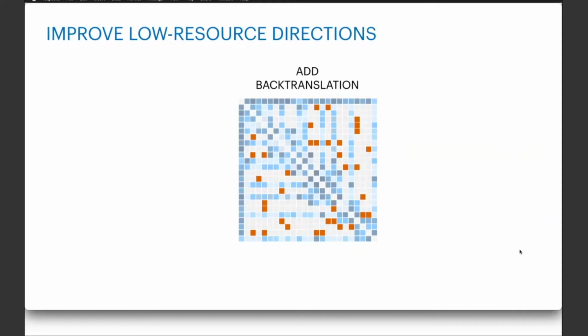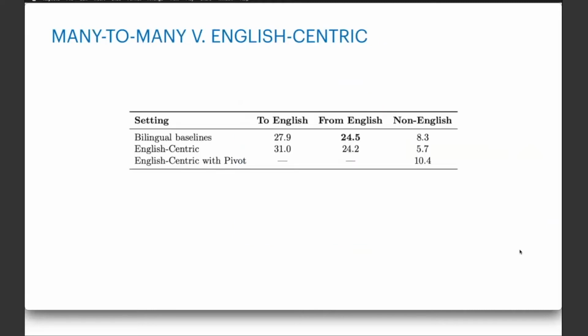And so for languages that we want targeted improvement for, or we don't think we have enough data, you can see those marked here in orange, we target that with additional data augmentation. And so let's take a look at some of the results that we can get.